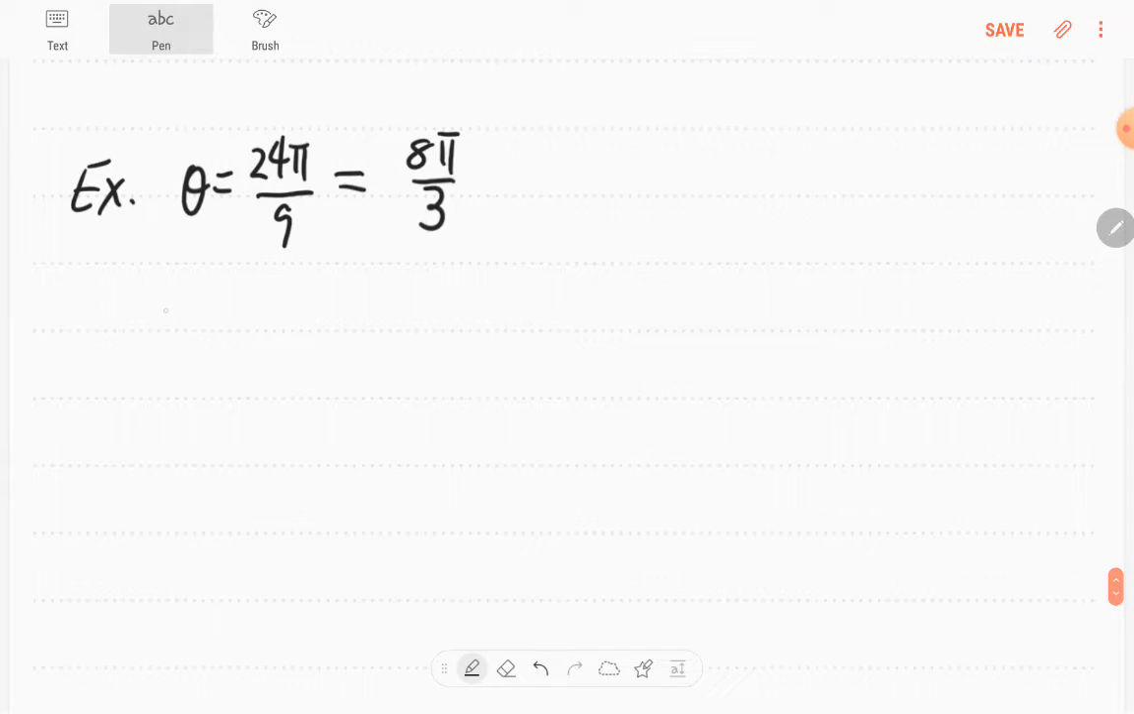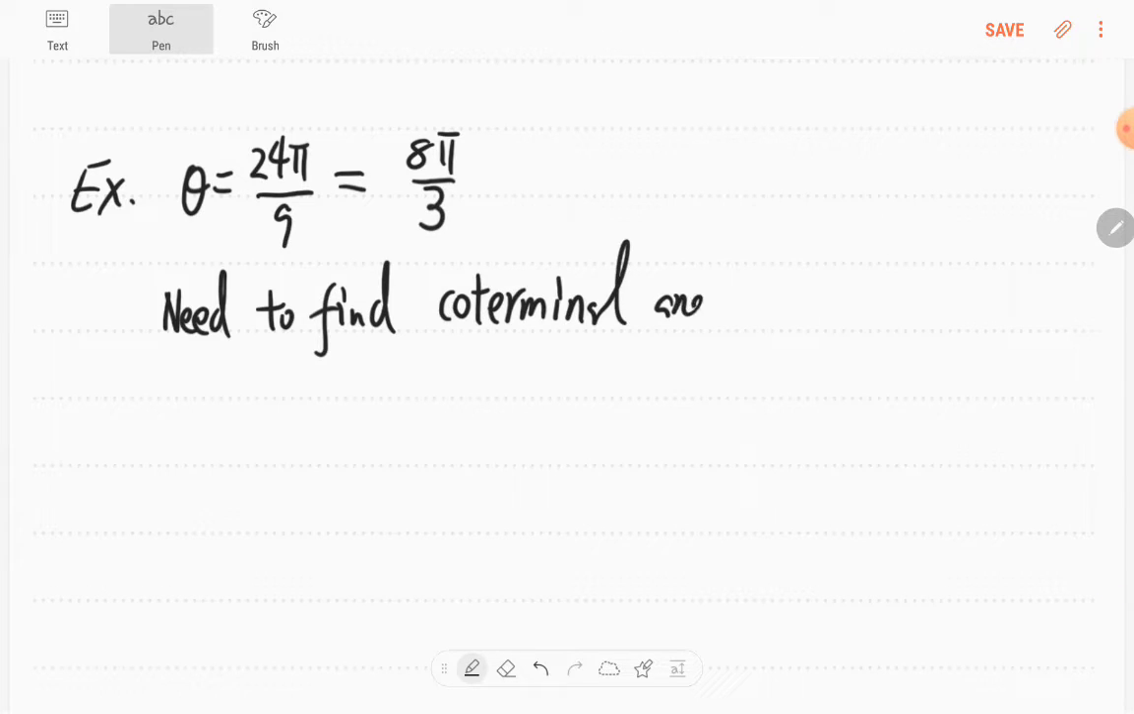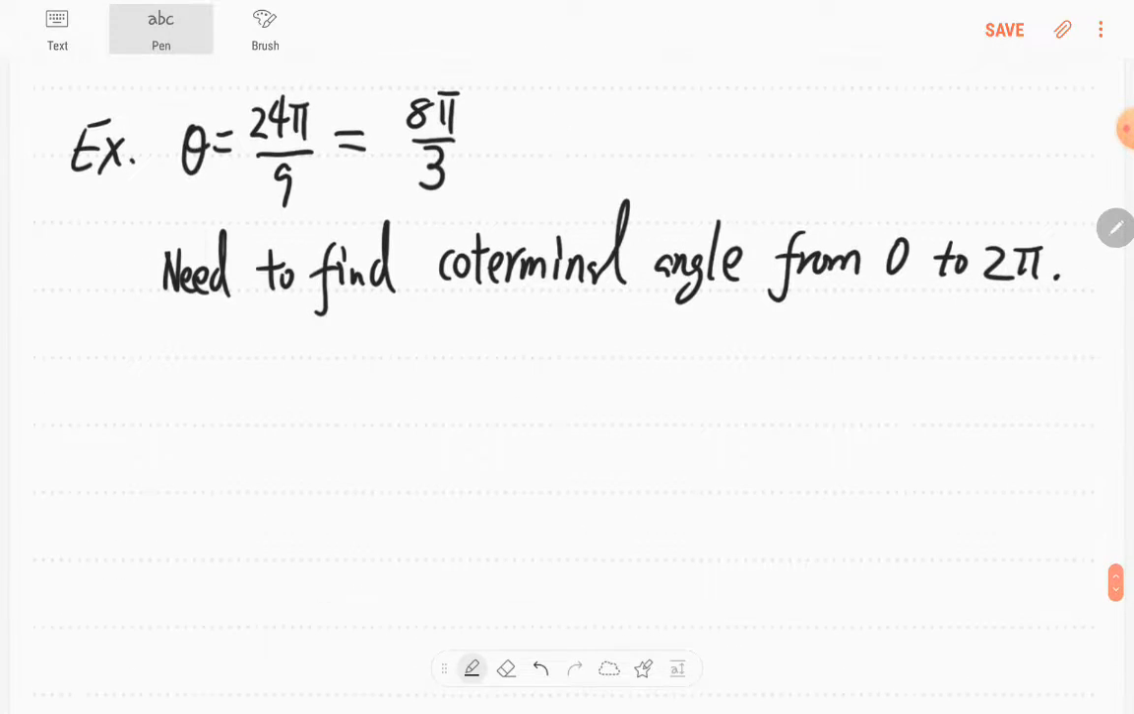So the first thing we need to do is to find coterminal angles from 0 to 2 pi. If it is from 0 to 2 pi, then you don't need to do anything, right? You just use that angle directly. So it's greater than 2 pi, so we needed to what? To make it to be less than 2 pi, so we needed to subtract, right? Subtract 1 revolution, 2 revolutions, until you have greater than 0, less than 2 pi.